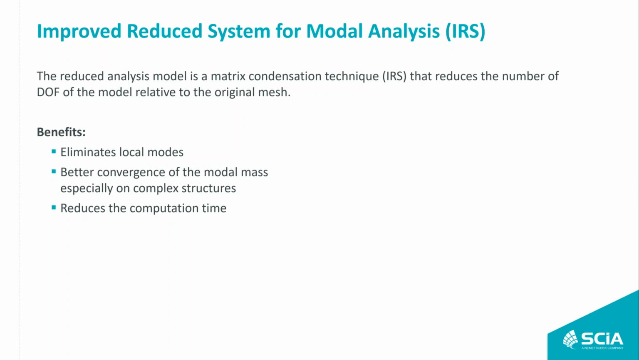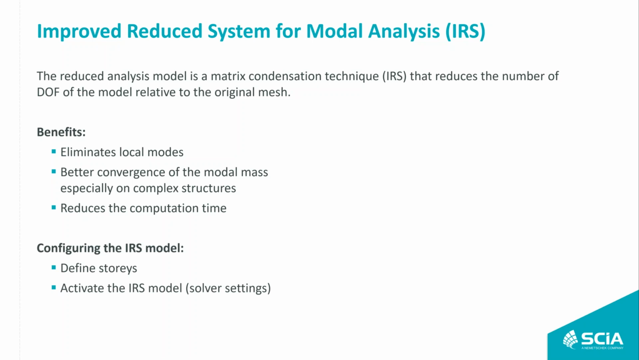Multiple benefits to that method. It eliminates obviously all the local modes. Since we don't have the degrees of freedom that can represent those local modes, they will simply not be present in the results. Thanks to that, we get a better convergence of the modal mass, especially on complex structures. So we are going to need fewer eigenmodes in order to achieve the 90% of modal mass ratio that is needed for completing a seismic analysis. And finally, thanks to the reduction of the size of the model and the number of degrees of freedom, it reduces the computation time. So we also benefit on that side: we get our results faster.